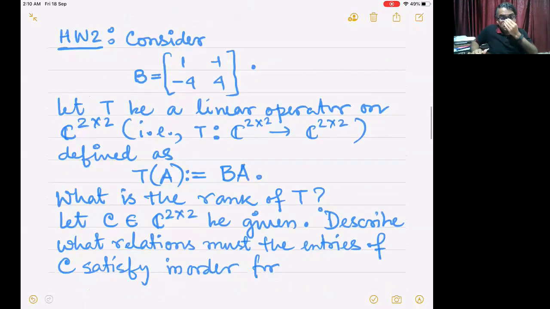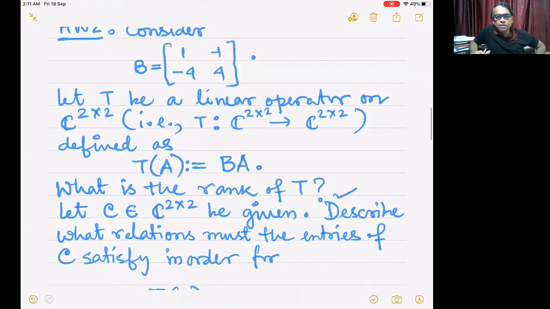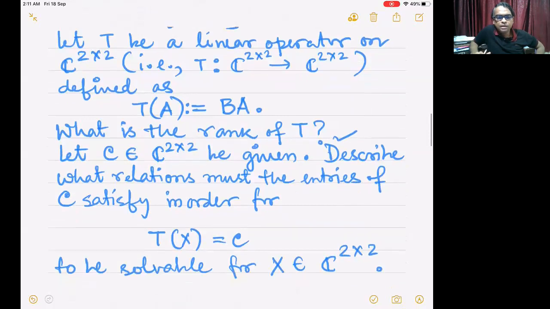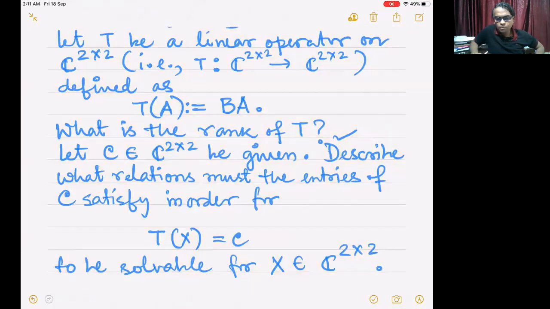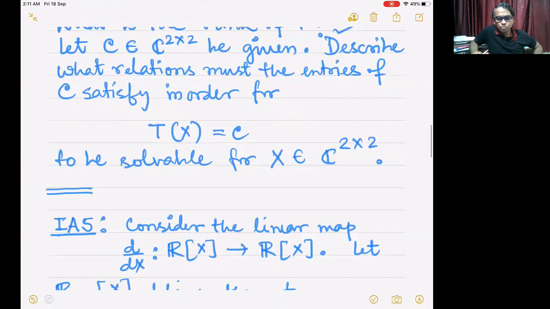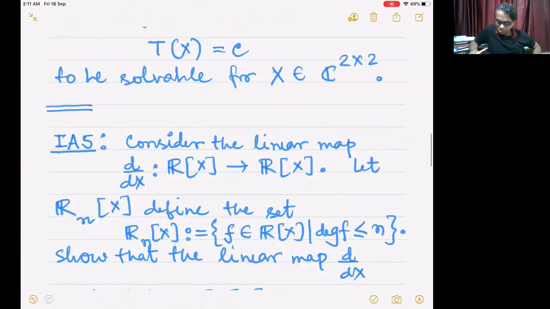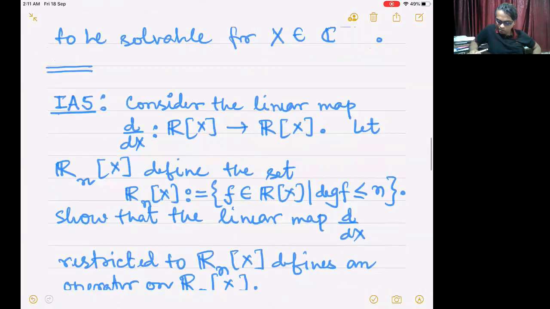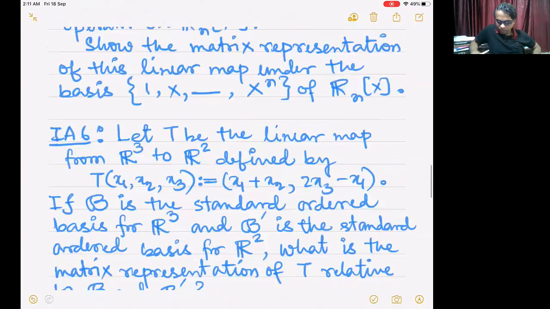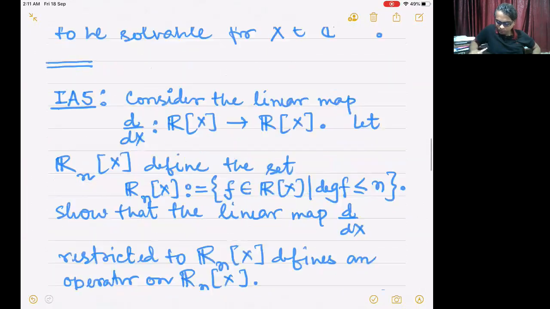Then there is another map for which I'm asking what is the rank of this map, and I'm also asking that if C is a matrix given, describe the relations the entries of C must satisfy in order for Tx equal to C to be solvable for X in the space of 2 by 2 matrices. Okay. And this will come later in the third part. So do these two homework problems.